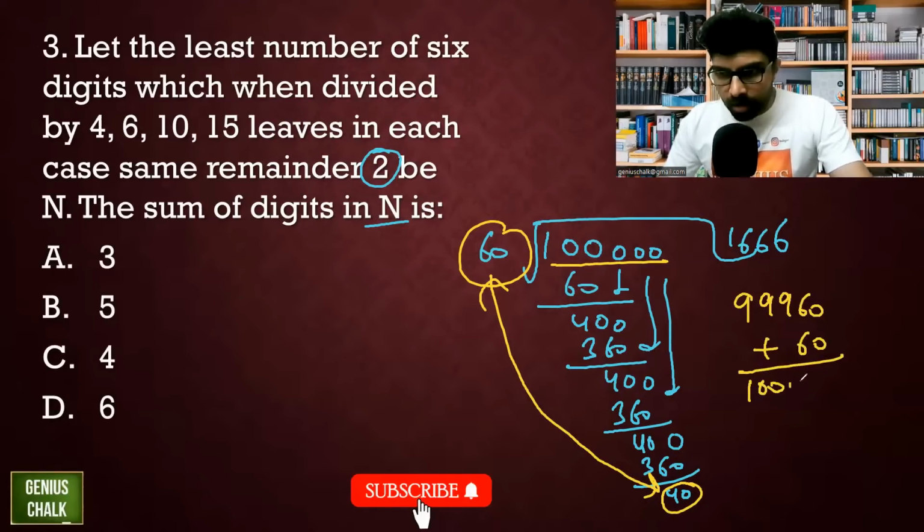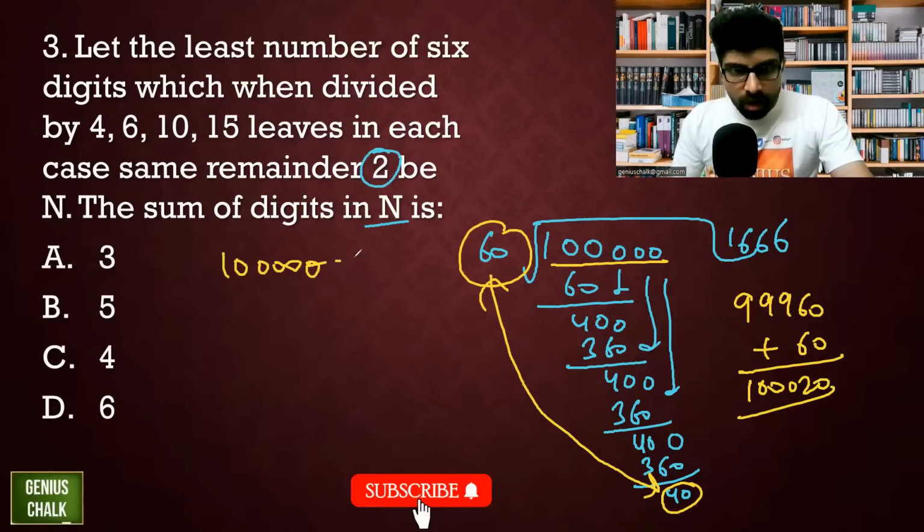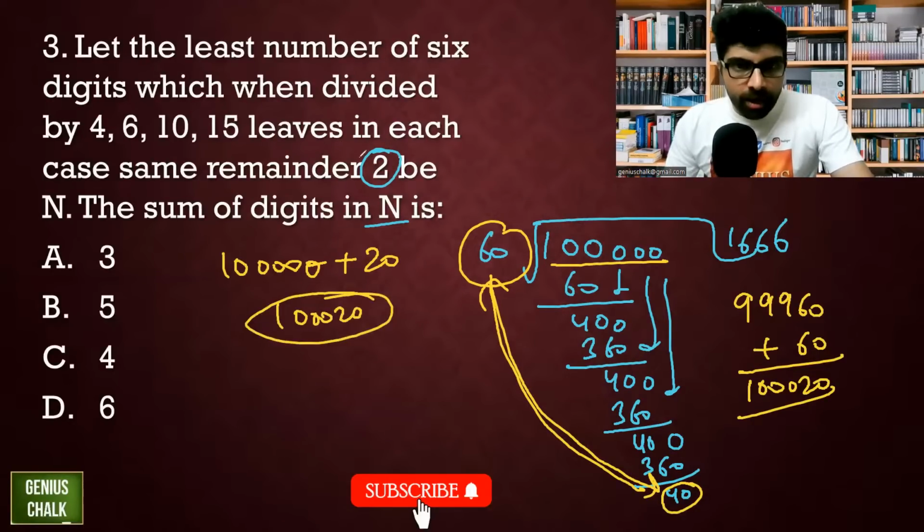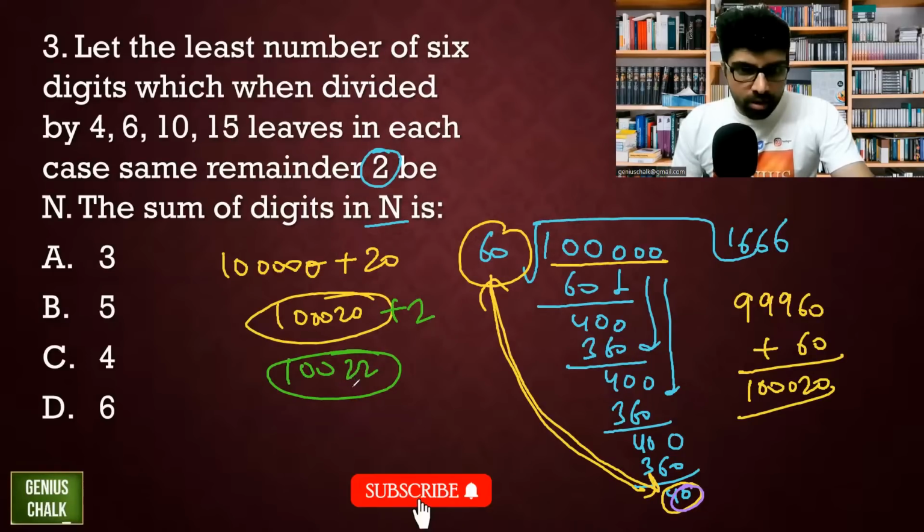So this will be 1 lakh 20, or you just add to 1 lakh the difference of divisor and remainder. This we have done in number system videos as well, you can check it out. So 1 lakh 20 is what we are getting, and it is a number which leaves 0 remainder, right? But what we need as the remainder is 2. So that means we have to write it as 100022, and the sum of digits is asked. So 2 plus 2 plus 1, that is 5.